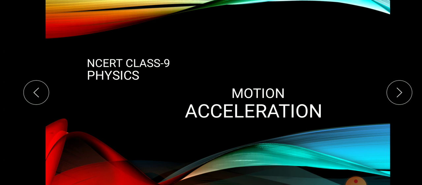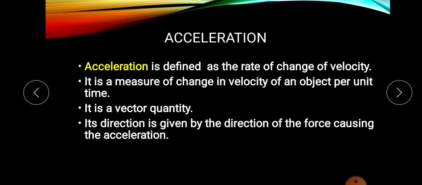In this case, we can introduce a new term, a physical quantity called acceleration, which is the measure of change in velocity of an object per unit time. Or we can define acceleration as the rate of change of velocity. You know that velocity is a vector quantity. So is acceleration. Acceleration is also a vector quantity because it depends on the magnitude as well as the direction. Its direction is given by the direction of the force causing the acceleration.